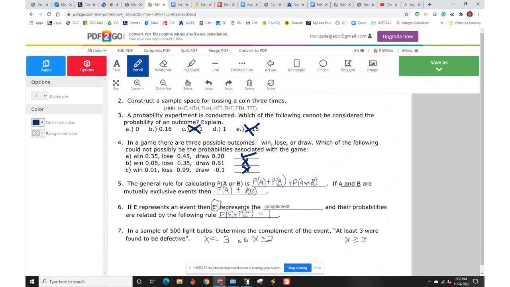This one kind of makes a little bit more sense. But if you're dealing with discrete values like this, where we're talking about whole light bulbs, then it's going to start at 2.